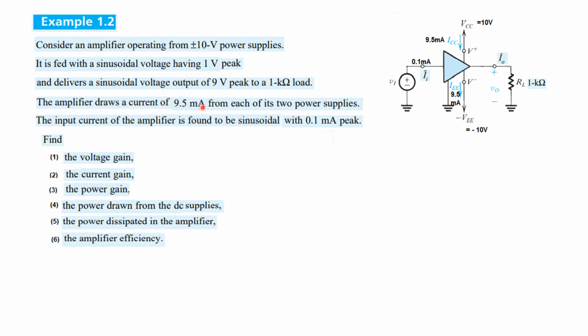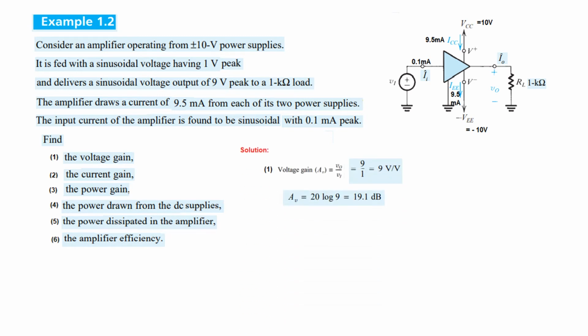The amplifier draws a current of 9.5 milliampere from each of the two power supplies. So this current from the power supply is 9.5 milliampere. Similarly, this current is 9.5 milliampere. The input current of the amplifier is found to be sinusoidal with a 0.1 milliampere peak. So this input current is 0.1 milliampere peak. Keep in mind, the voltages are all in peak, not peak to peak. Okay, what we have to do: we have to find the voltage gain, the current gain, the power gain, the power drawn from the DC supplies, the power dissipated in the amplifier, and the amplifier efficiency.